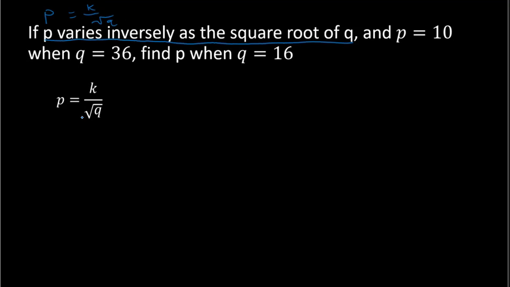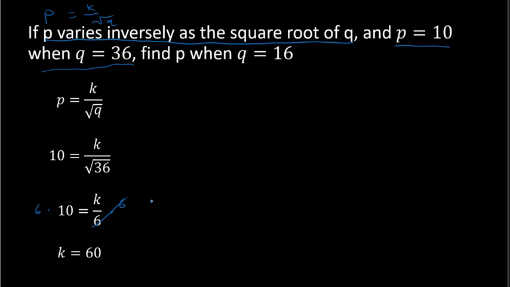And we see that typed right here. P equals k divided by the square root of q. So from here, I look at scenario 1, where it says p is equal to 10 when q is 36. I plug 10 and 36 in for p and q. So 10 equals k divided by the square root of 36. So I can use this to find k. The square root of 36 is 6. And then from here I can multiply both sides by 6. The 6's will cancel. I have k equals 6 times 10, which is 60.